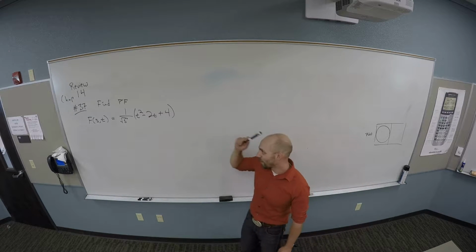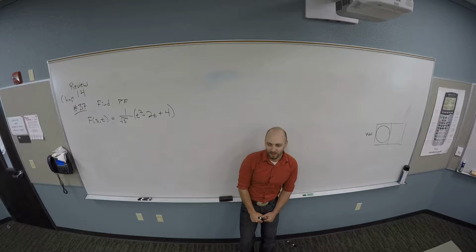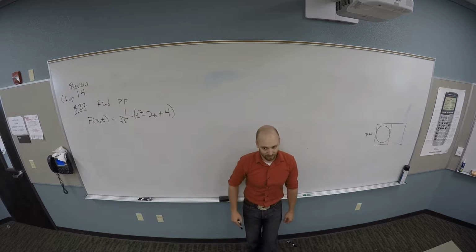All right, so we want to do number 37 out of the chapter 14 review. We want to find the gradient of a function. How many variables does this function take as an input? Two. So what's the nabla mean in this? F of S and F of T.